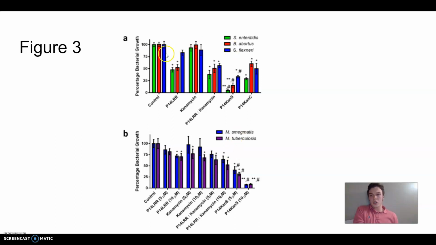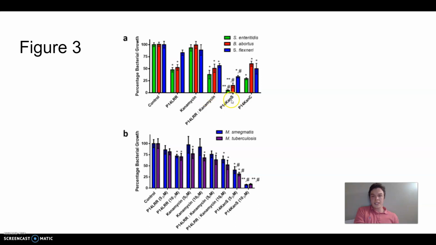So the y-axis here is showing the percentage of bacterial growth within the macrophages. The concentrations of all these being tested was 10 micromolar. And then the macrophage cells were treated with one of these bacteria. After being treated with this bacteria, they were treated for 9 hours with one of these conjugates, or the individual components.